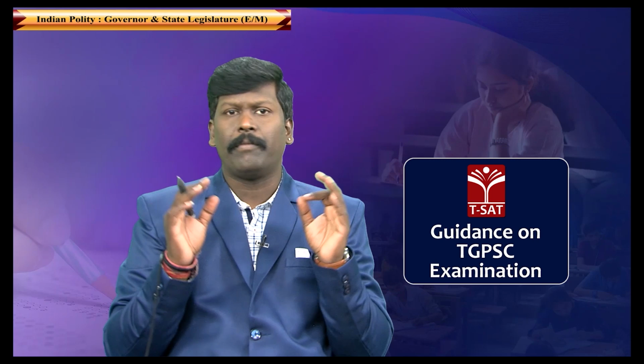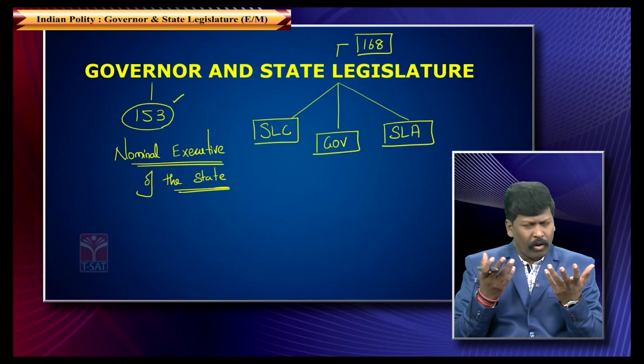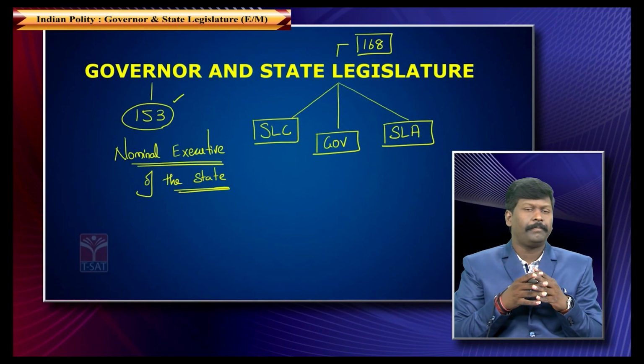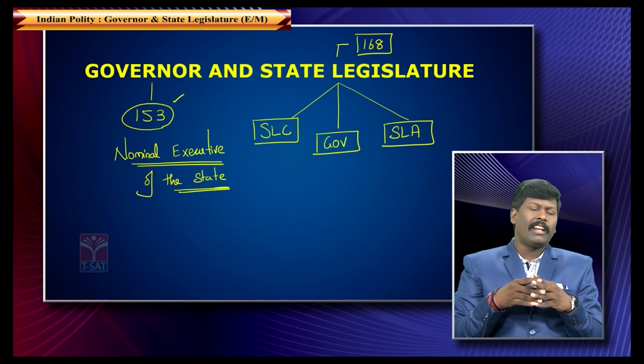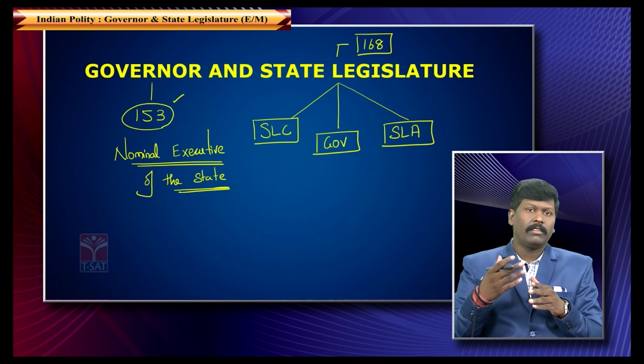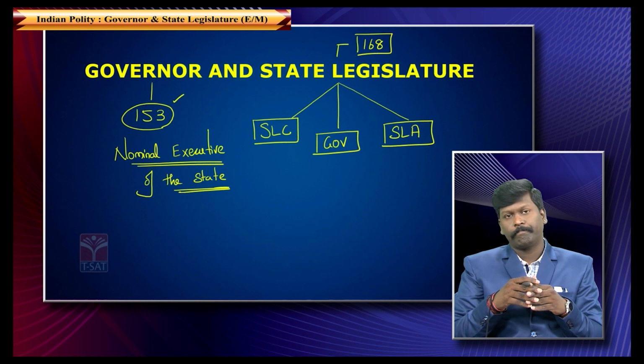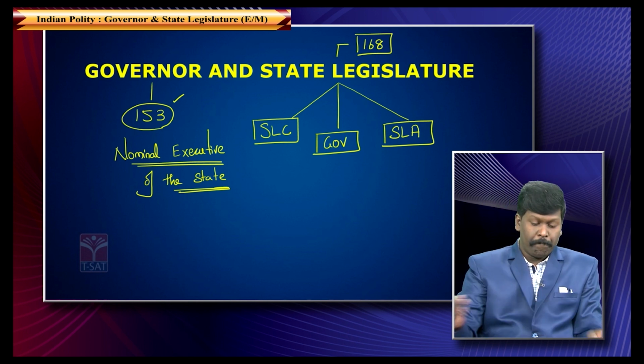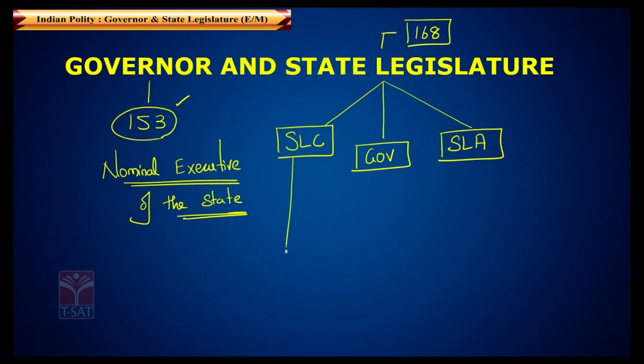State legislature is not compulsorily a bicameral legislature like Parliament. See, Parliament is always bicameral, meaning two houses. State legislature can be bicameral or can be unicameral. Now, as of today, there are 6 states in India where there is a bicameral legislature. They are Andhra Pradesh, Telangana, Karnataka, Maharashtra, UP and Bihar.